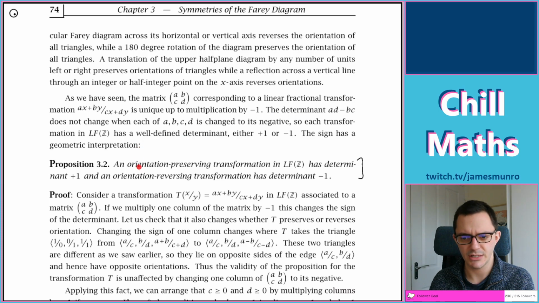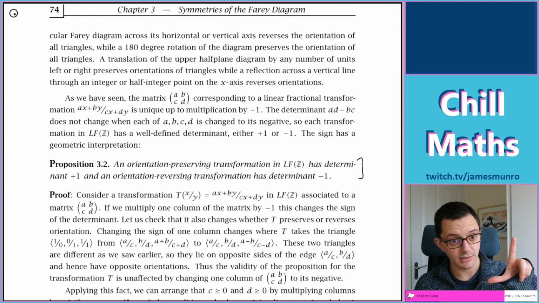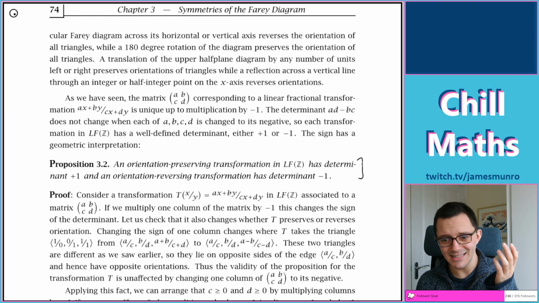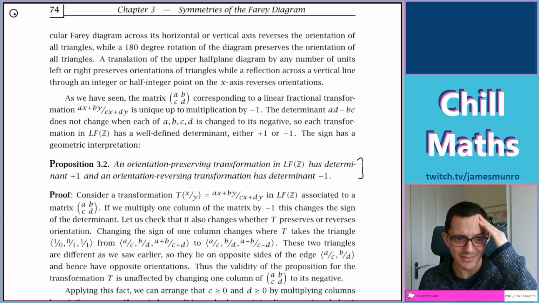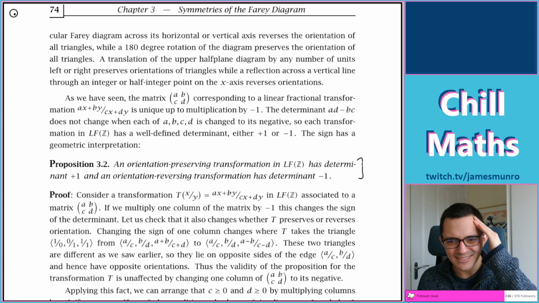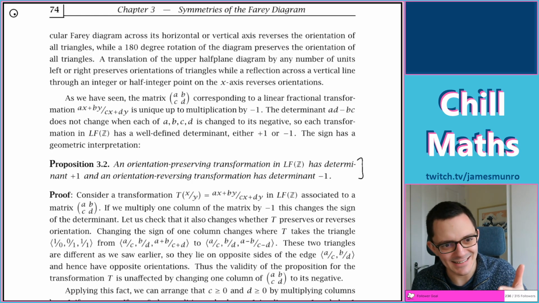Good, the sign has geometric interpretation. But this is just the same punchline as the matrix transformation, right? So if you apply this transformation to the real plane, then AD minus BC also tells you about the orientation preserving nature of that transformation. Like if AD minus BC is positive, it tells you it's orientation preserving, and if it's negative, it tells you exactly that it isn't everywhere.